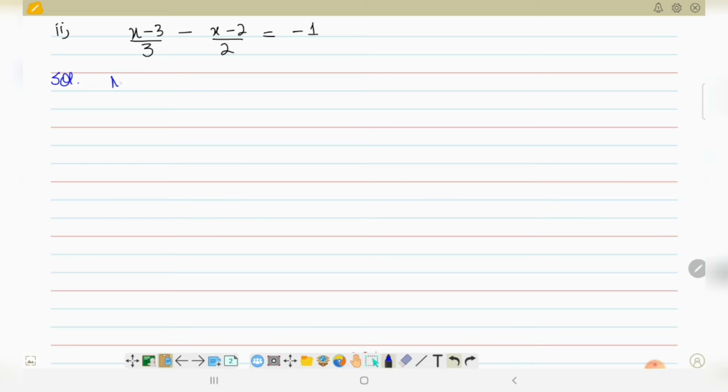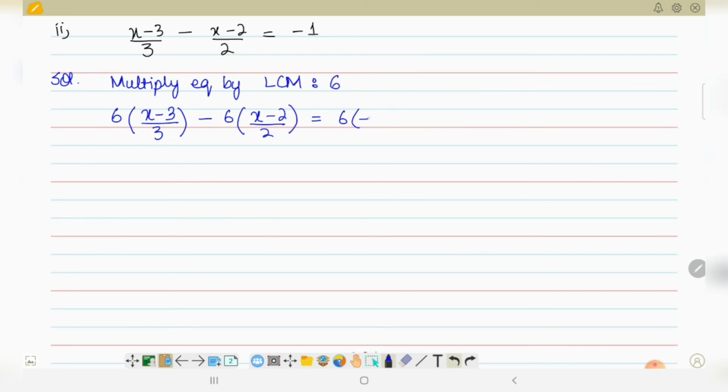So we'll multiply the equation by the LCM, and here the LCM is 6. So we'll multiply the whole equation by 6, means we are multiplying each term of the equation by 6. Why are we multiplying it? So that we can get rid of these denominators. So we'll do the cancellation process.